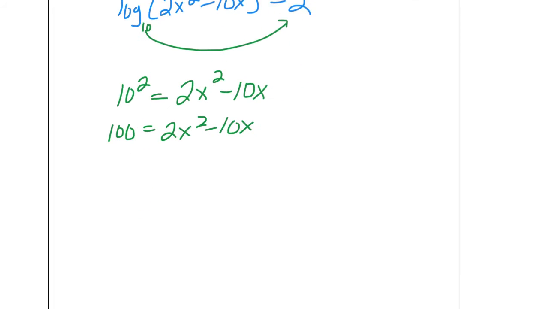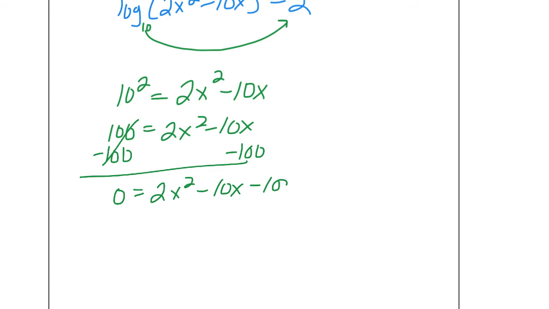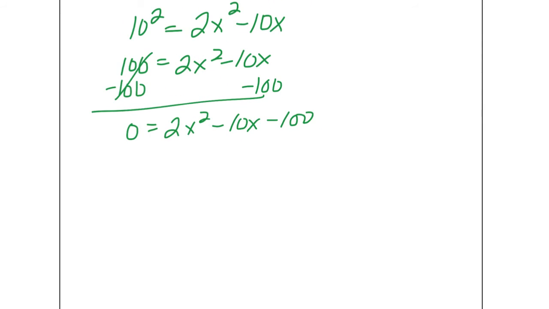Then I need to move that 100 to the other side with everything else. So I have 0 equals 2x squared minus 10x minus 100. So I'm going to have to solve this by factoring or quadratic formula. Well, before I do either one of those, I see that all of these can be divided by 2, so I'm going to divide by 2 on the entire equation.